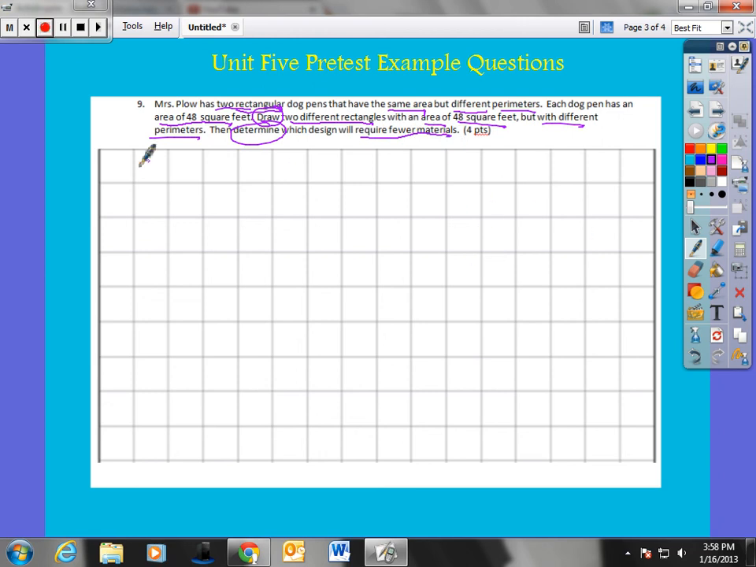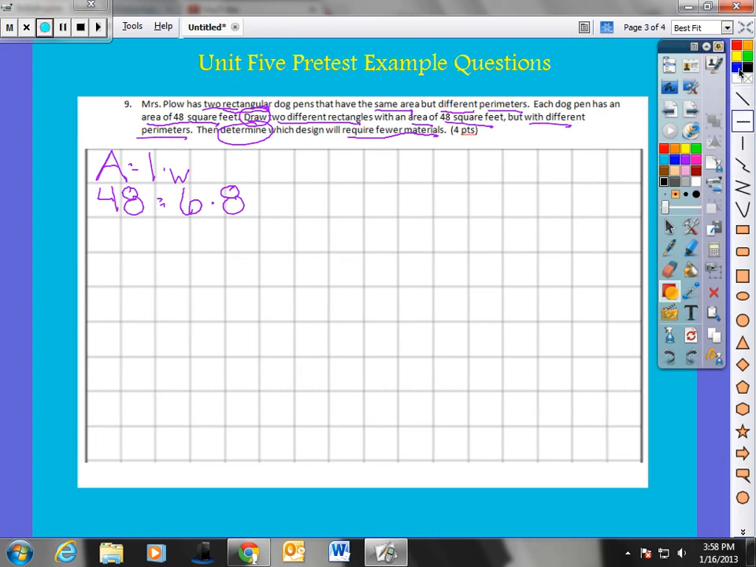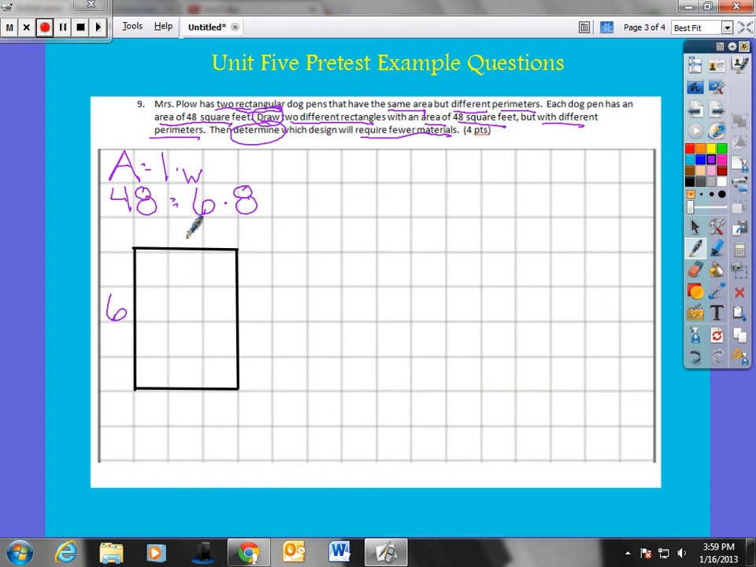Okay, so I know that the formula for the area of a rectangle is area equals length times width. Well, I could do a little algebra here and say, hey, I got to have the area being 48. So what 2 numbers can I multiply together to get 48? Well, the easiest 2 that I know of is 6 times 8. So I could have a dog pen that is 6 by 8. So let's see if I can be a little neater. So here, let's make my rectangular dog pen. So there's one dog pen, and I'll label the dimensions. That is a 6 by 8.